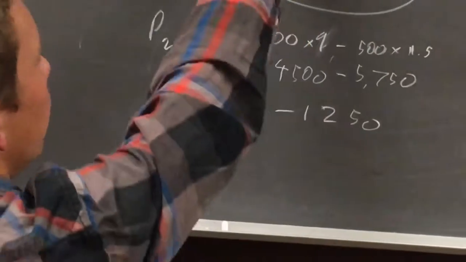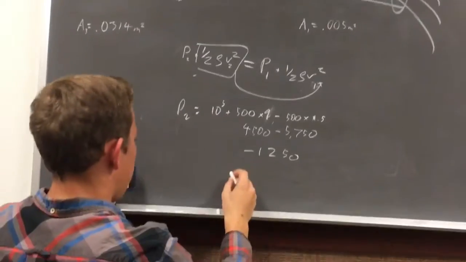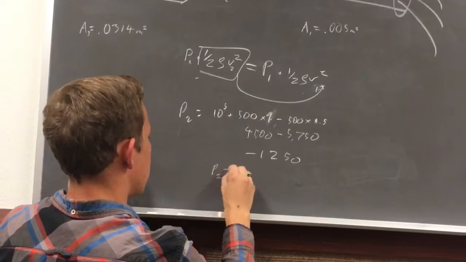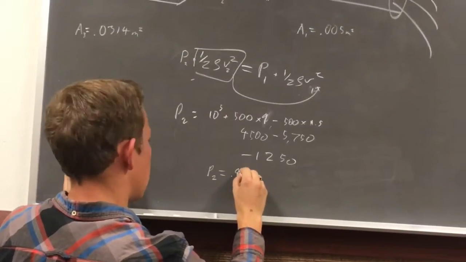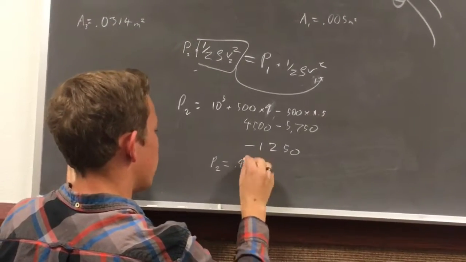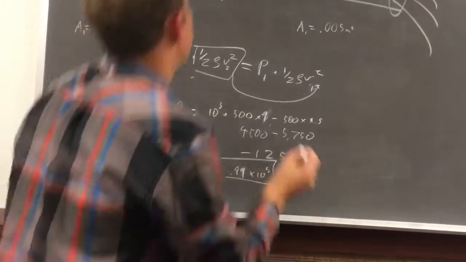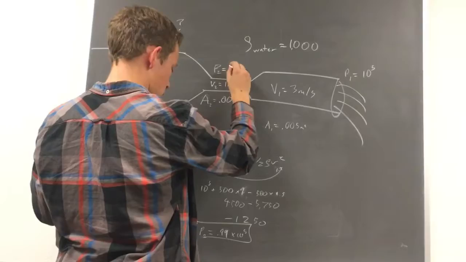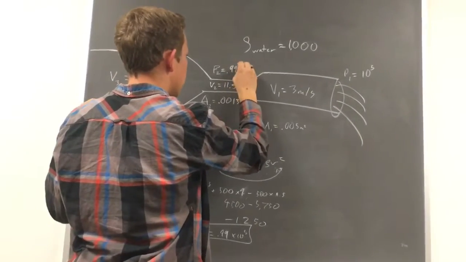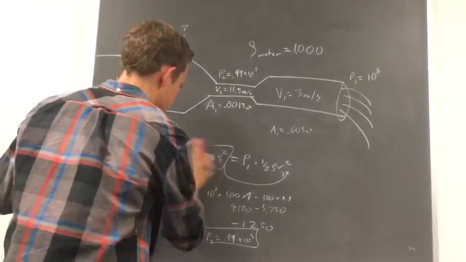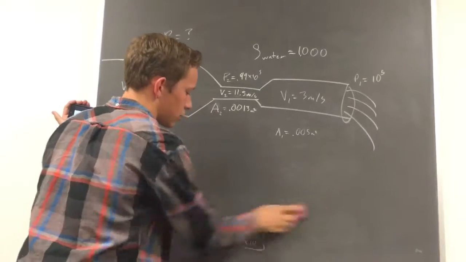We have a smaller pressure right here, which is going to be P2 is equal to 0.98 or 0.99 times 10 to the 5th. So that's what P2 is. So let's put that up here. P2 is equal to 0.99 times 10 to the 5th. Erase this because we're going to need our space again.